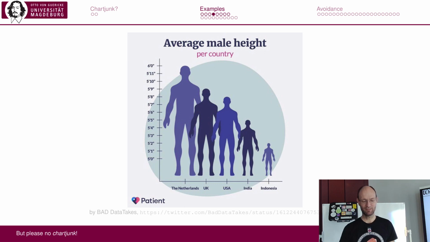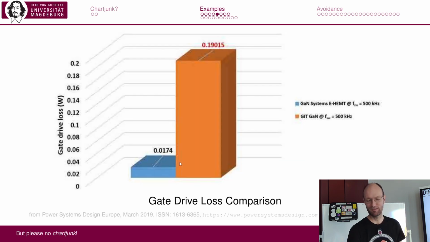This is also a very nice chart. The average male height per country. And the problem is that the y-axis is not starting at 0. It's starting higher to emphasize these size differences, but then the problem is if you scale these humans as if they would all be starting at 5 foot or 4.5 foot or whatever this is, it simply does not make too much sense.